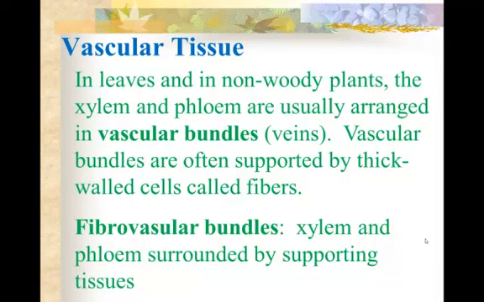So when you look in a leaf and you see the vein, you are really looking at the vascular bundle, the fibrovascular bundle. And the reason they call it fibrovascular bundle is because it has the xylem and the phloem, which is the vascular tissue, but then it has fibrous tissue that supports it and holds it together.